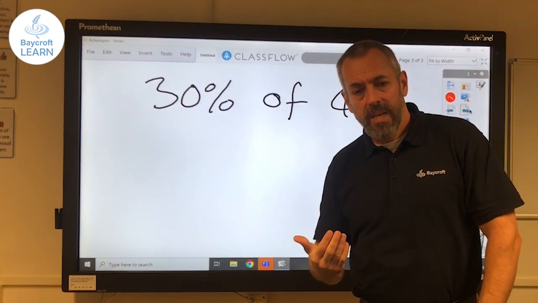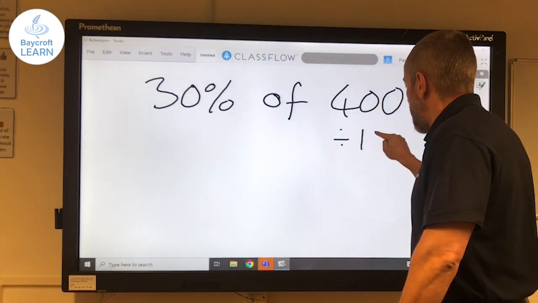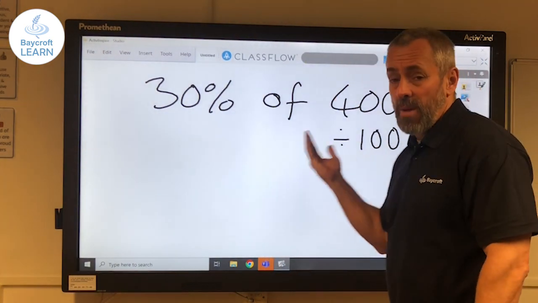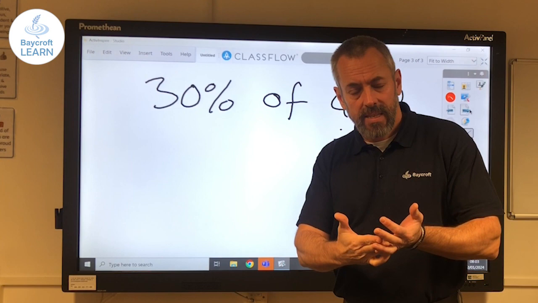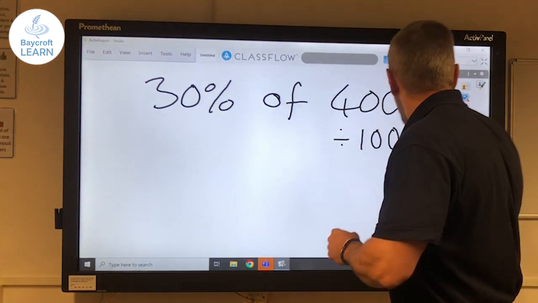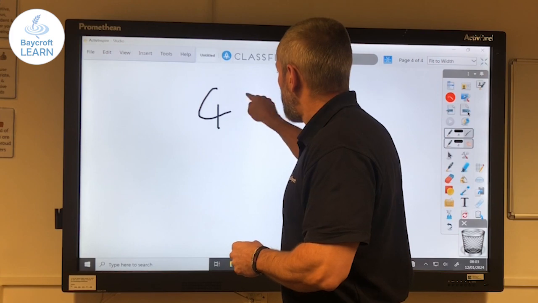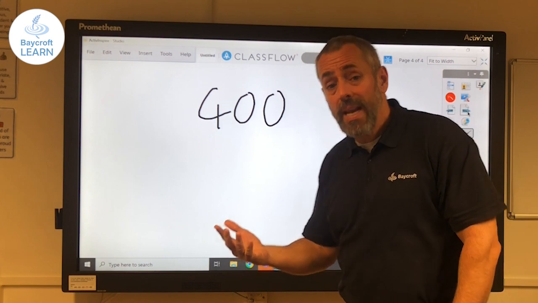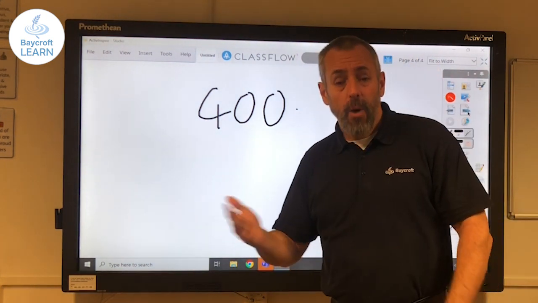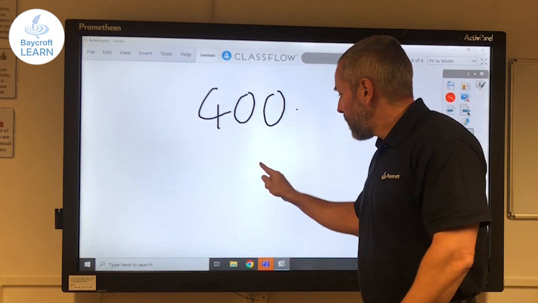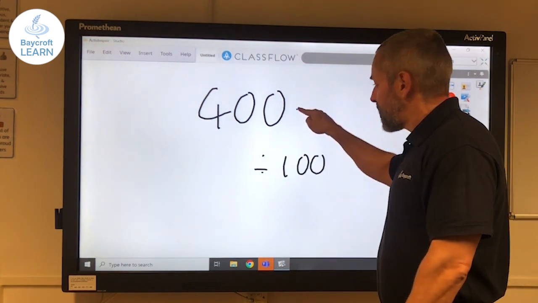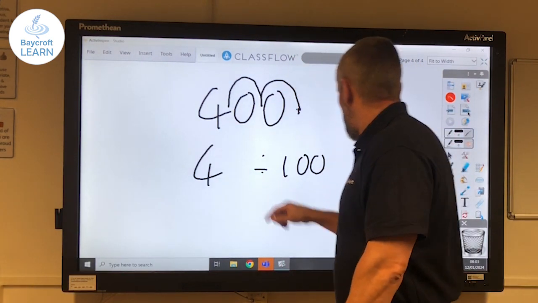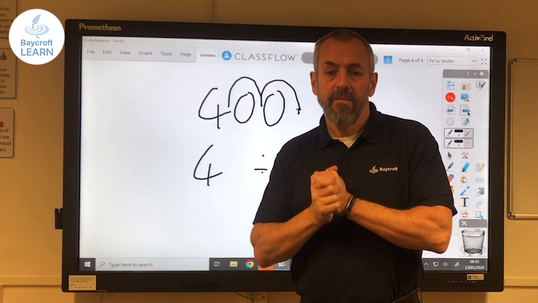In order to find 1% of a number, we divide it by 100. Dividing is our least favourite operation, but when we're dividing by multiples of 10, so 10, 100, 1000, etc., there's a really nifty little trick that we can do. We take the 400 and we look for the decimal point. If we can't see the decimal point, it means it's at the end. It's still there, we just don't need to put it on. When we divide by 100, we simply move it 2 places to the left. So boing, boing. It becomes 4. Our answer there is 4.